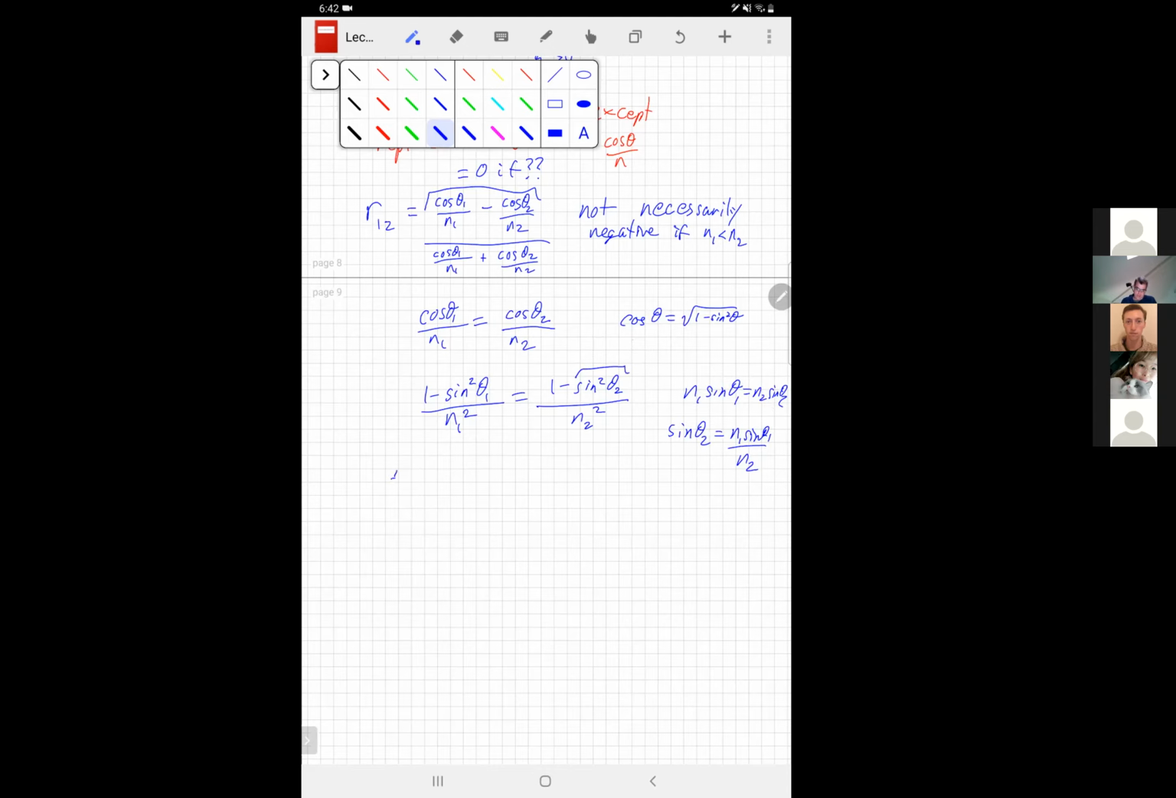I plug that in and I get 1 minus sine squared theta 1 over n1 squared equals 1 over n2 squared minus n1 squared sine squared theta 1 over n2 to the fourth, because we have an n2 squared in the denominator, and then we get another 1 over n2 in our expression for sine theta 2, and then we square that. Any questions so far?